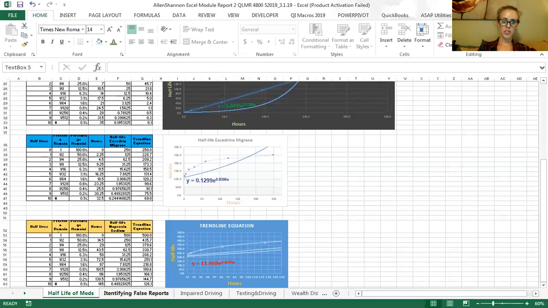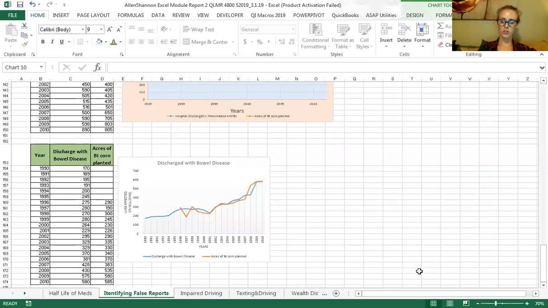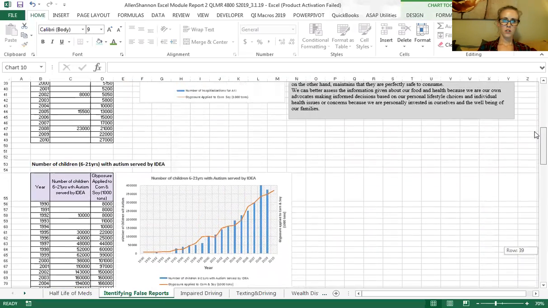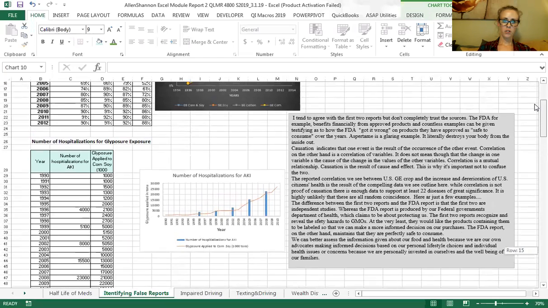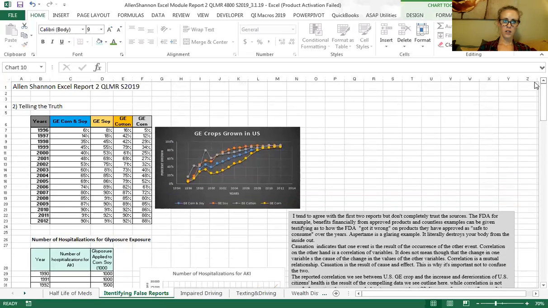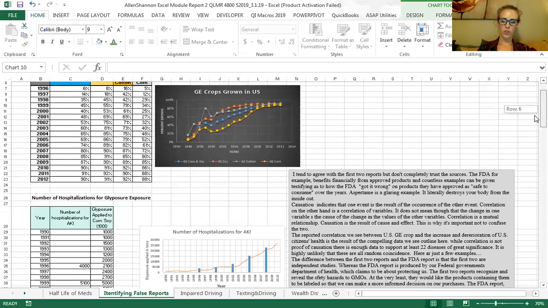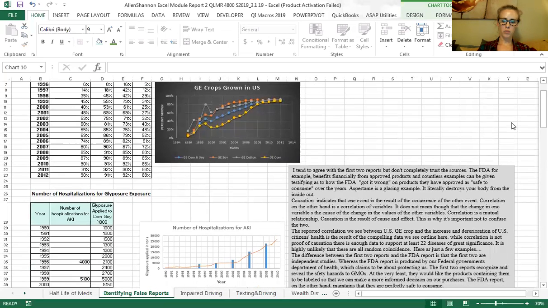Moving on to identifying false reports. Let's go back up to the top here. This is where we determine if they are telling the truth in these graphs. I tend to agree with the first two reports, but I don't completely trust any source without further investigation and secondary reports to help back this data.